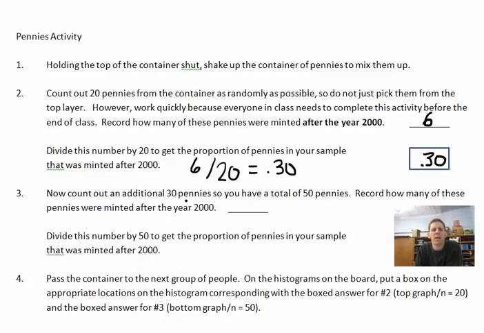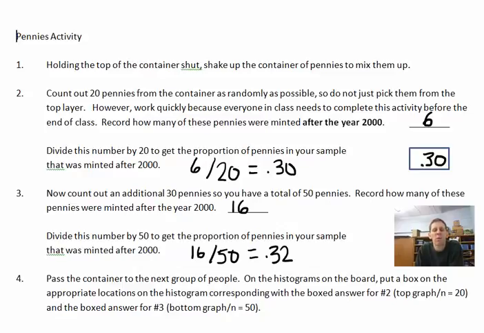Then in step 3, you're going to count out an additional 30 pennies, so you have a total of 50. You're going to record how many of these pennies were minted after the year 2000. So if I get 10 more pennies out of this next 30 that were minted after 2000, that would give me a total of 16, or 16 out of 50, which would be 32%. This proportion I'm going to write in this little box right here. You're going to then pass the container to the next group of people so that they can get started immediately.